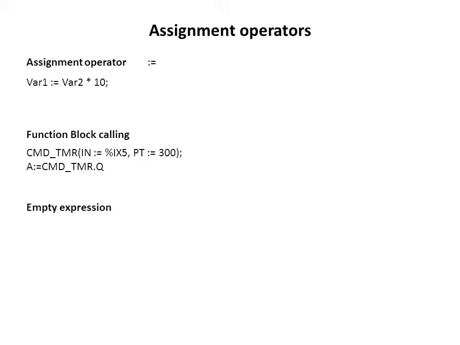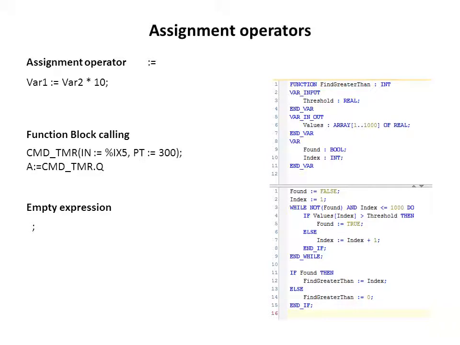Next, one of the main operators is the empty expression. If we are programming a PLC in the ST language, our program must at least contain a semicolon. It means that our program has an empty expression. This picture shows the common view of a program in the ST language.